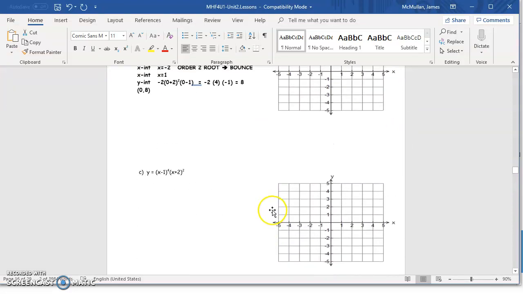I think this one is pretty straightforward. There's a bounce at x equals 1. There's a bounce at x equals -2. This has a parabola shape, whereas this has a quartic shape. What that means is it's going to look a little bit flatter. The end behavior for this one is up for both sides, and the y-intercept is, if we plug in 0, we get -1 to the power of 4 times 2 to the 2, which is 4.